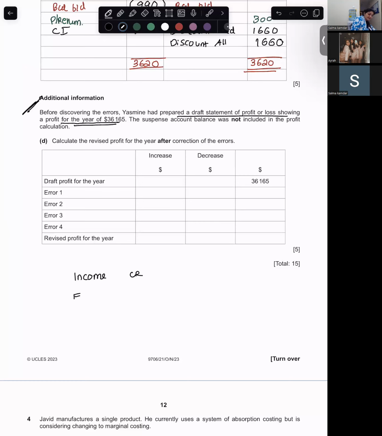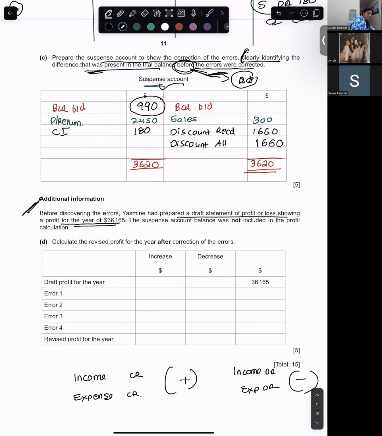If it is income credit, expense credit, what will you do? You'll add it. And if it is income debit and expense debit, what will you do? You will minus it. So anything that is there on the suspense account credit side, these accounts are debited, because suspense is credited. And these accounts are credited because suspense is debited.